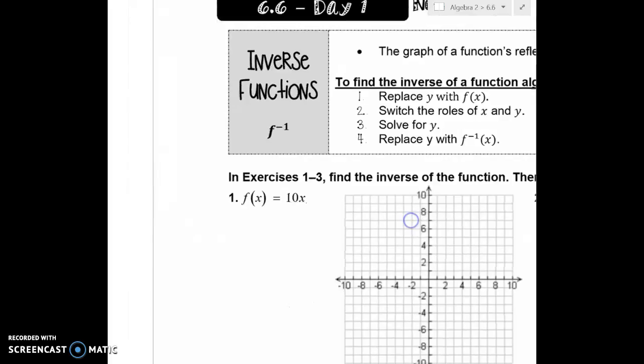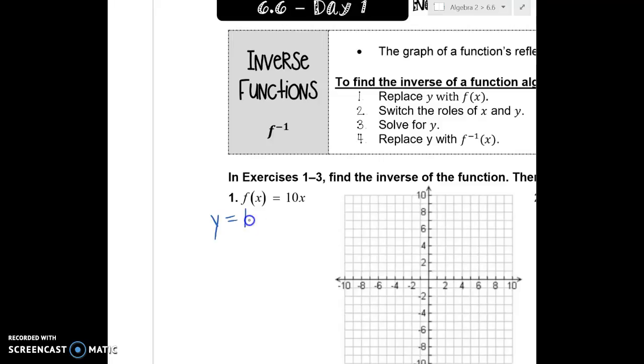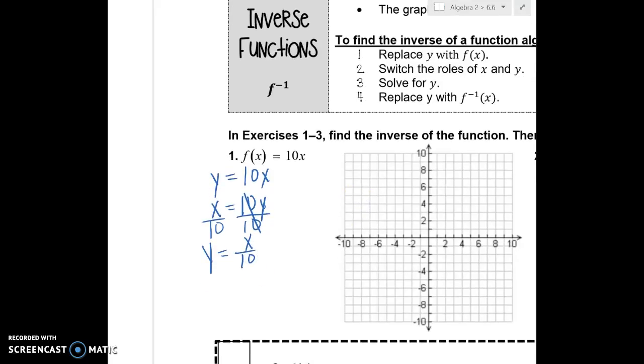Remember, the first thing we need to do is instead of f of x, we write y. Now we need to switch x and y. So x is equal to 10y. Now we solve for y. We need to get y by itself. Divide both sides by 10. Now we get y is equal to x over 10. Remember, the last step says to replace y with f to the negative 1 of x, which means inverse. So this is the inverse of the function.